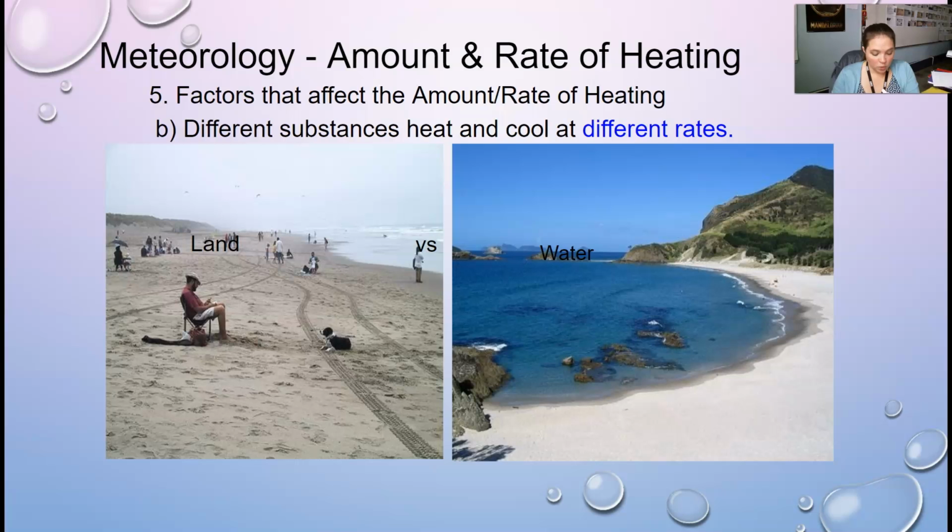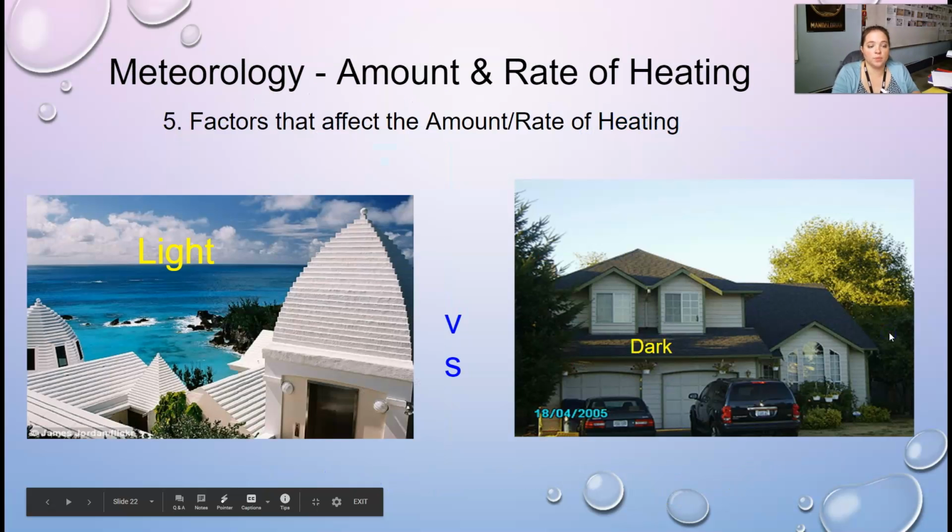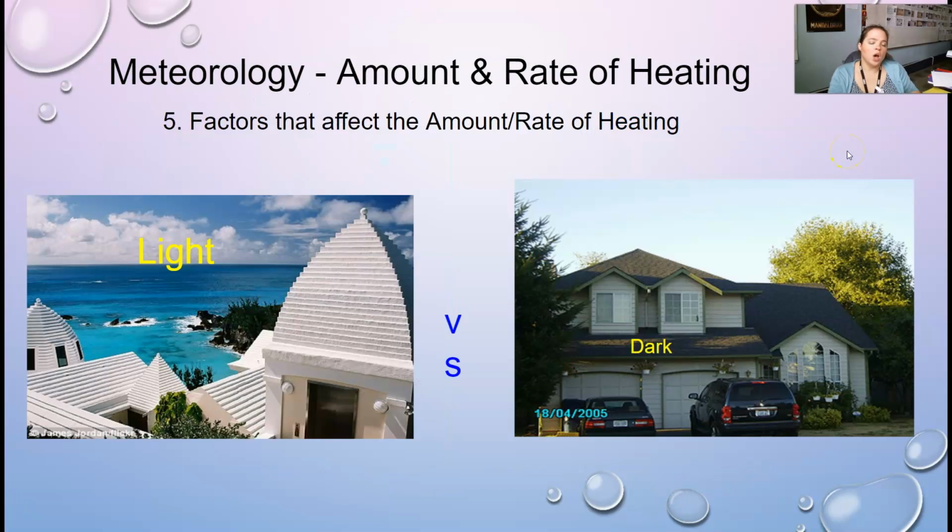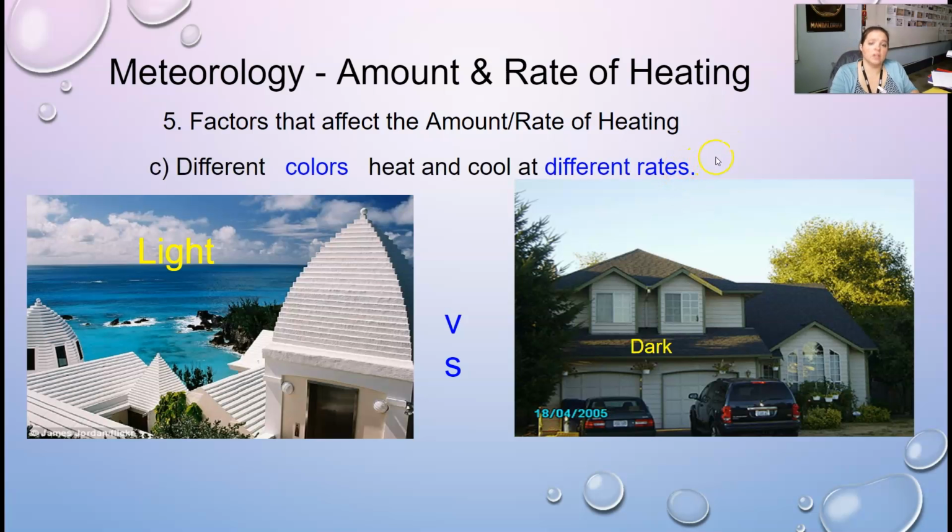That's a lot. Whereas if you look at, say, basalt or even granite, which is what the continental plate is typically made from, that's 0.79. That's going to heat a lot faster than water because it takes less energy. So land heats and cools faster than water. Well, what about light and dark? Have you ever worn a black shirt as opposed to a white shirt outside? You typically get hotter in the dark shirt than in the light shirt. Different colors heat and cool at different rates. Dark heats faster than light.